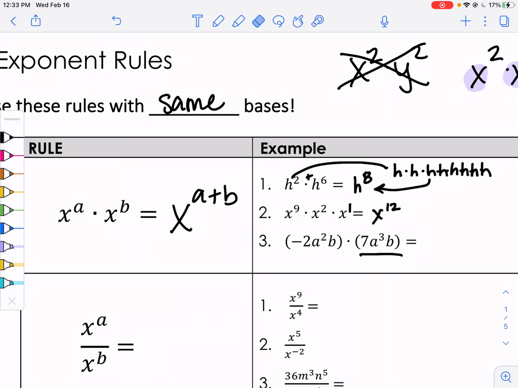We're multiplying together the ones that have the same base. Negative 2 times 7 would be negative 14. We have a squared times a to the third, which makes a to the 5th power, and b times b would be b squared. These are traditional ones you've been working with for a really long time.